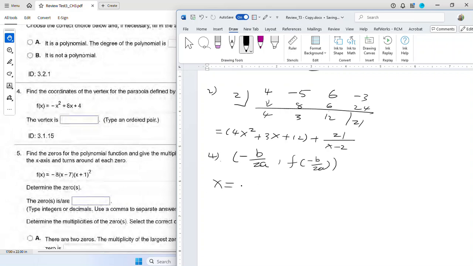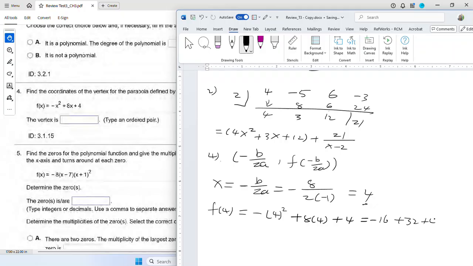So my vertex x here will be negative b over 2a. My b here is 8. My a here is negative 1. Okay, so that will be 4. And then my vertex y will be f of 4, right? My negative b over 2a is equal to 4. So I just need to find f of 4. So this is negative 4 squared plus 8 times 4 plus 4. This negative does not have a square, so this is negative 16, plus 32, plus 4. And that will give you 20. Okay, so your vertex here is (4, 20). That's your vertex.